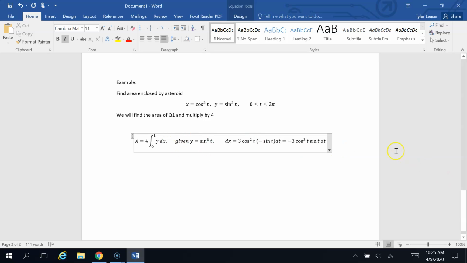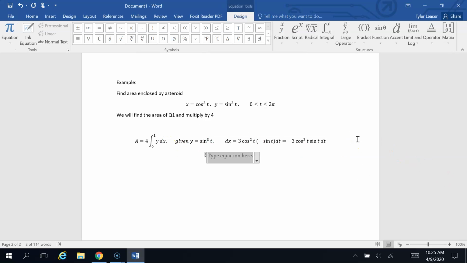All right, and then we just plug that back into our integral. So that means that my integral, the area, is still going to be 4 times, and here we have to be a little bit careful, because we have now changed the variable that we are integrating over. We are no longer integrating over x, we are integrating over t.